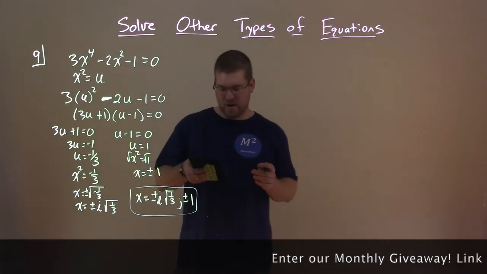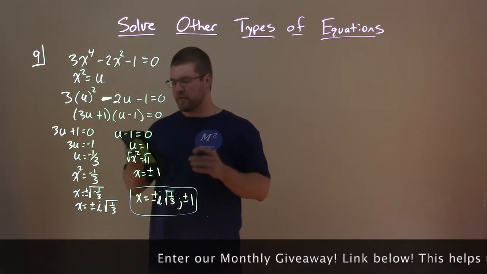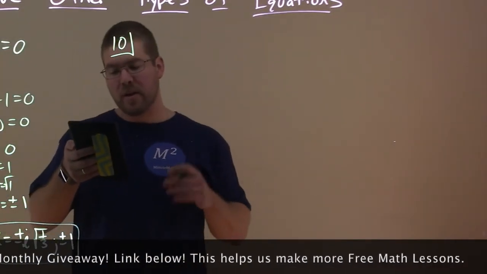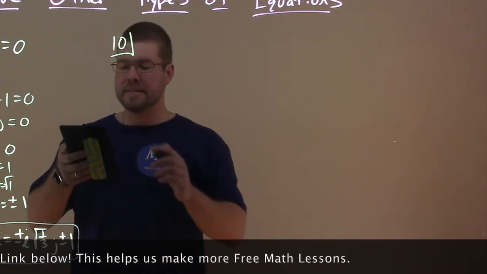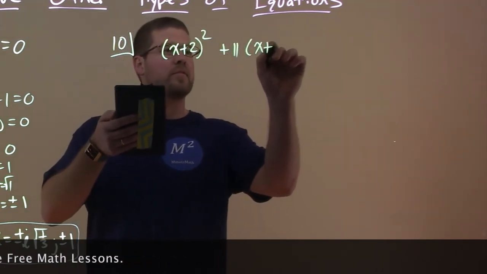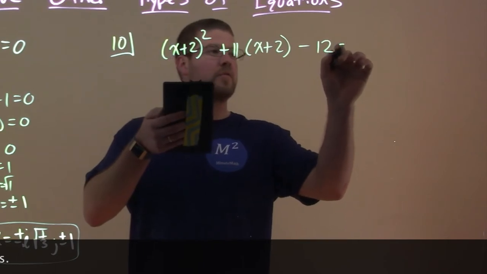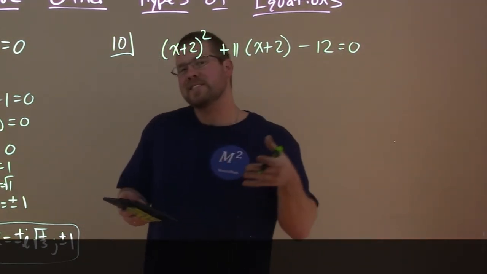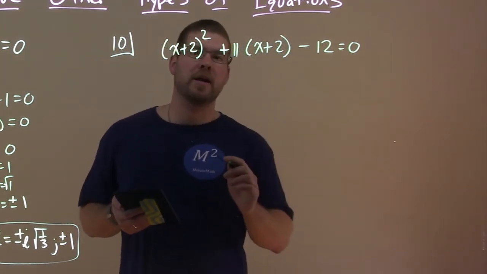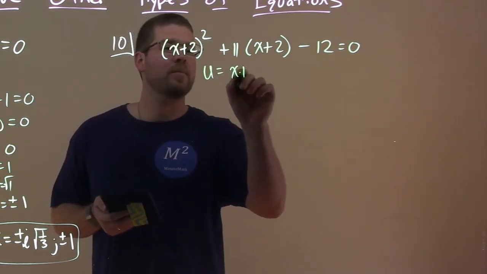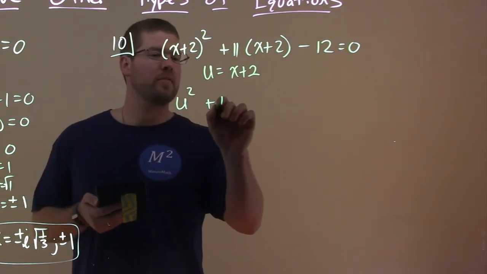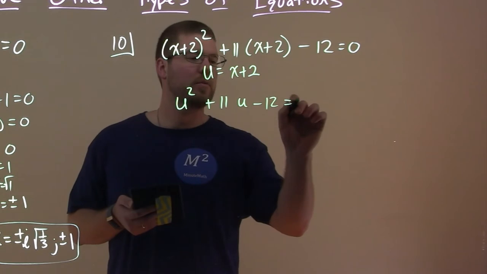Let's go do another practice problem here, and we'll do the same idea a little differently. So example 10. We're given an equation in quadratic form containing a binomial. We have x plus 2 squared plus 11 times x plus 2 minus 12 equals 0. So just like we did before, we're going to set u to equal something. We have second power and first power. It works as kind of looking like a quadratic. Well, if we set u equal to x plus 2 on the inside, we now have u squared plus 11u minus 12 equals 0.